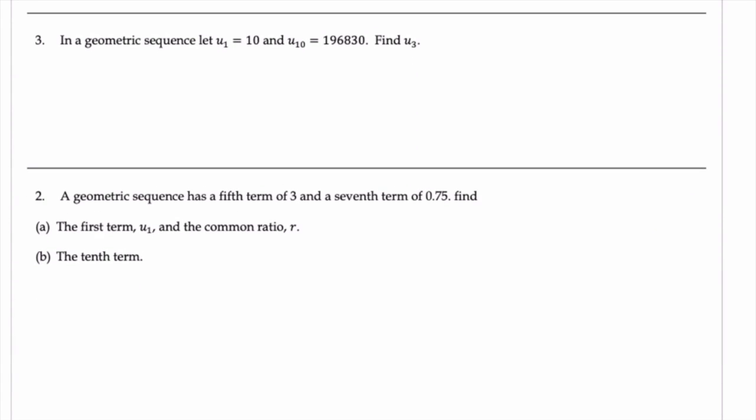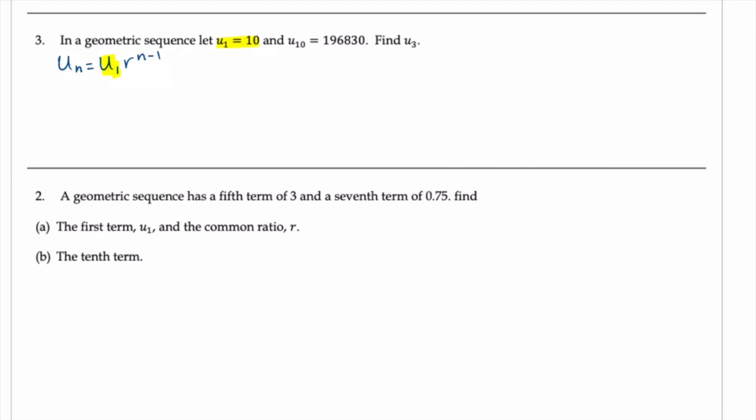For number 3, it says in a geometric sequence, let u sub 1 equal 10 and u sub 10 equal that big number. Find u sub 3. So they gave me two different numbers within the sequence. I am going to start by using a formula I know, which is the nth term. Now, I do know the first term, which is great, but I don't know the common ratio.